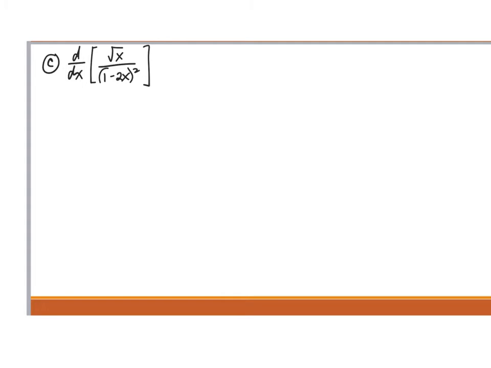Let's take one last example. So here we have the square root of x over 1 minus 2x, quantity squared, and we are going to get the derivative. So like the previous examples, we are going to make the numerator as u, but we write it as x to the power of 1/2, so that u prime will be 1/2 x to the negative 1/2. Then let's make the denominator as v, that's 1 minus 2x to the power of 2.